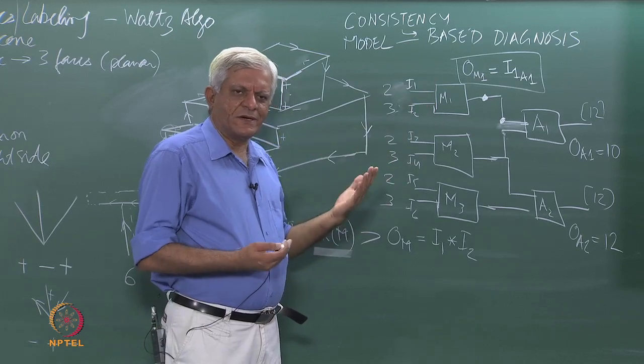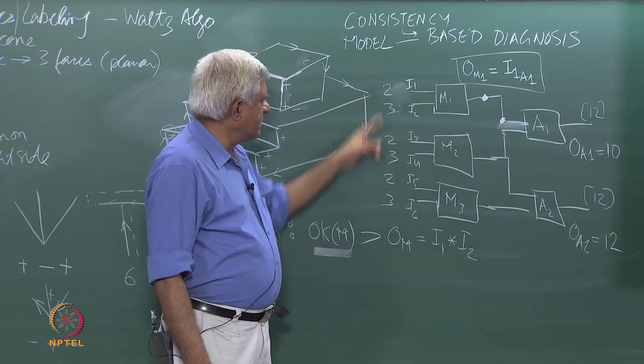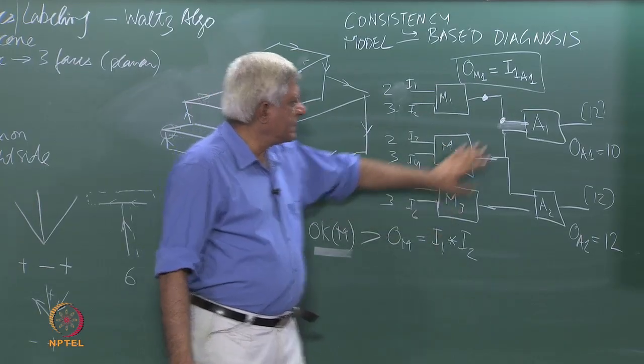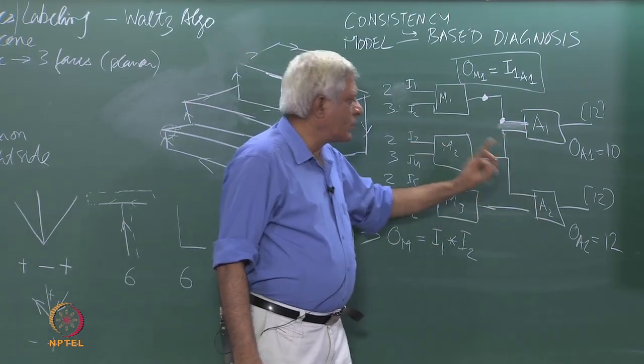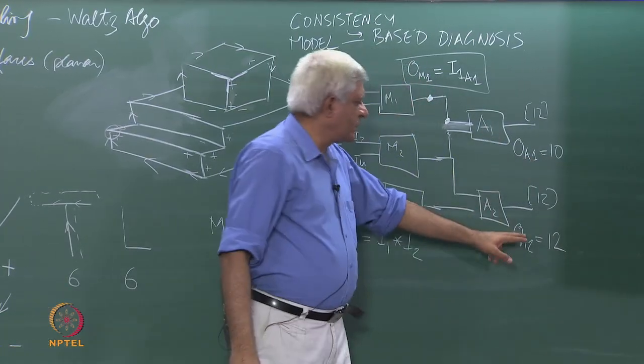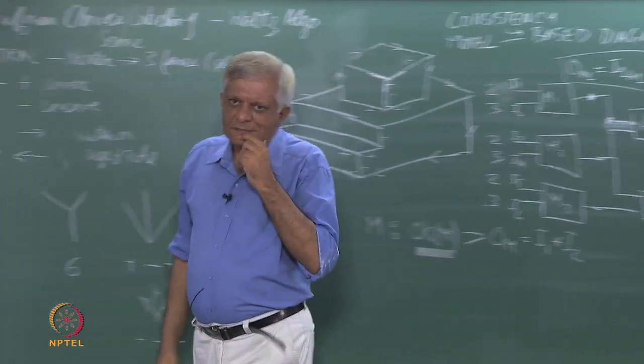But the system given to us is that the inputs are these 2, 3, 2, 3, 2, 3. This is a multiplier, this is a multiplier, this is a multiplier, this is an adder, this is an adder. The outputs that you are seeing: the output here is 10, the output here is 12. So, what is happening?